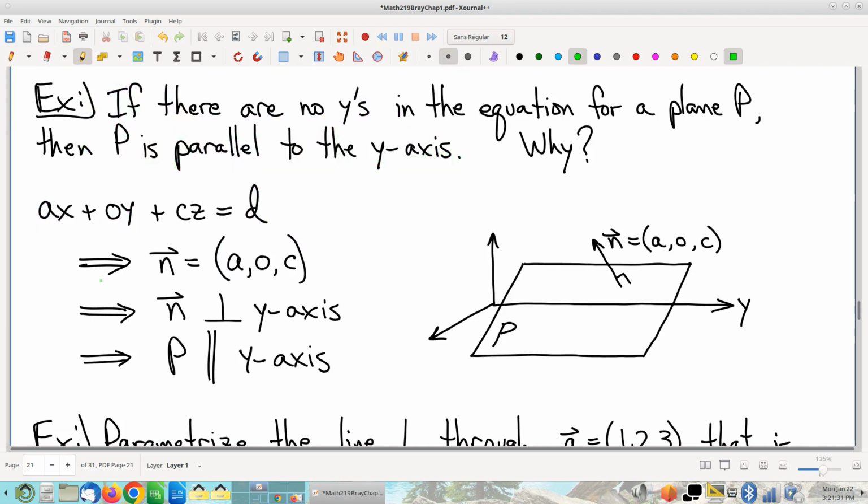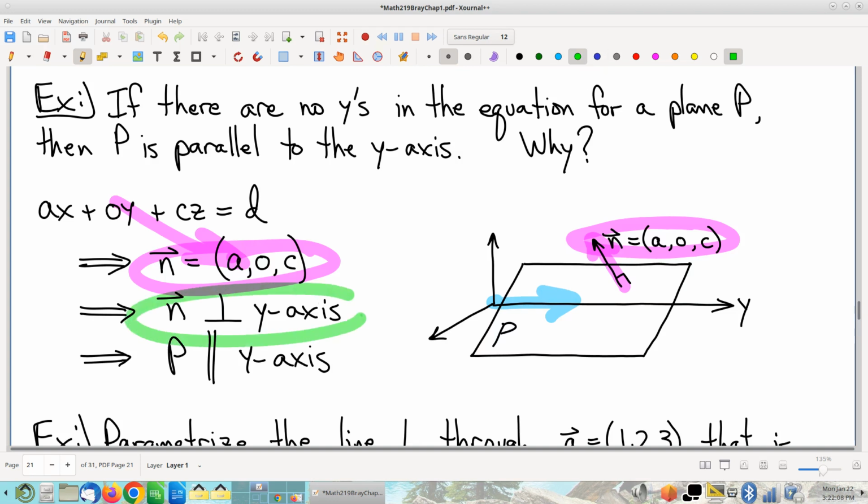Here's one point of view on why this is true. Keep in mind that when you look at the equation of a plane, the coefficients in the equation of the plane immediately tell you your normal vector. So we immediately know what our normal vector is for this plane. Now, it's not hard to do a dot product with the E2 vector. Here's the E2 vector, 0, 1, 0. Easy dot product, and that dot product is very clearly 0. And that tells you that your normal vector here is perpendicular to the y-axis.